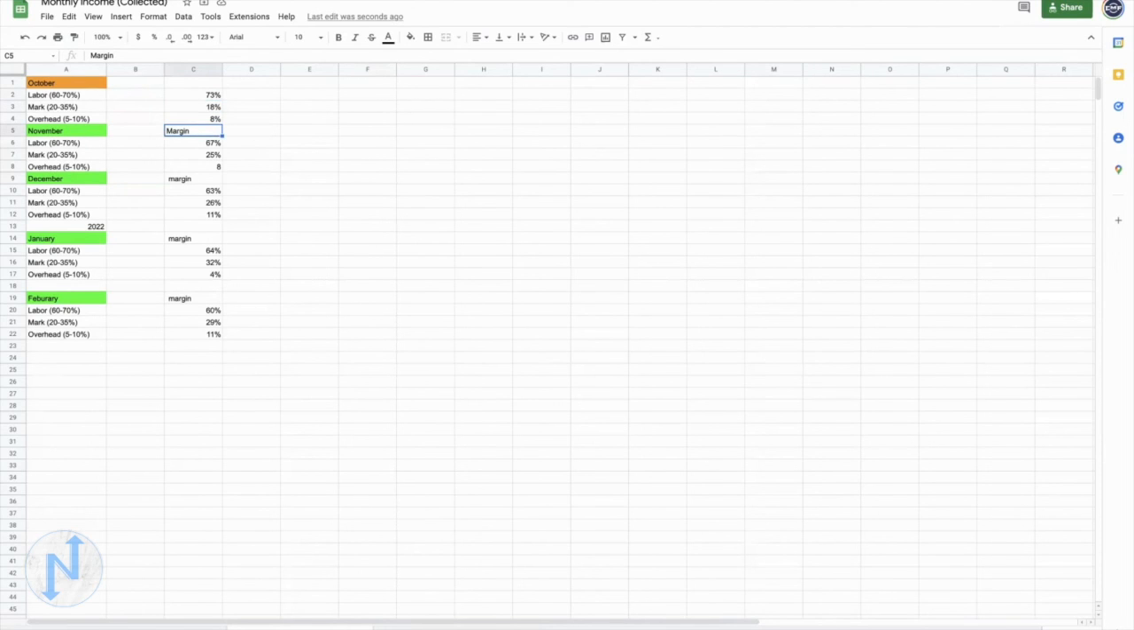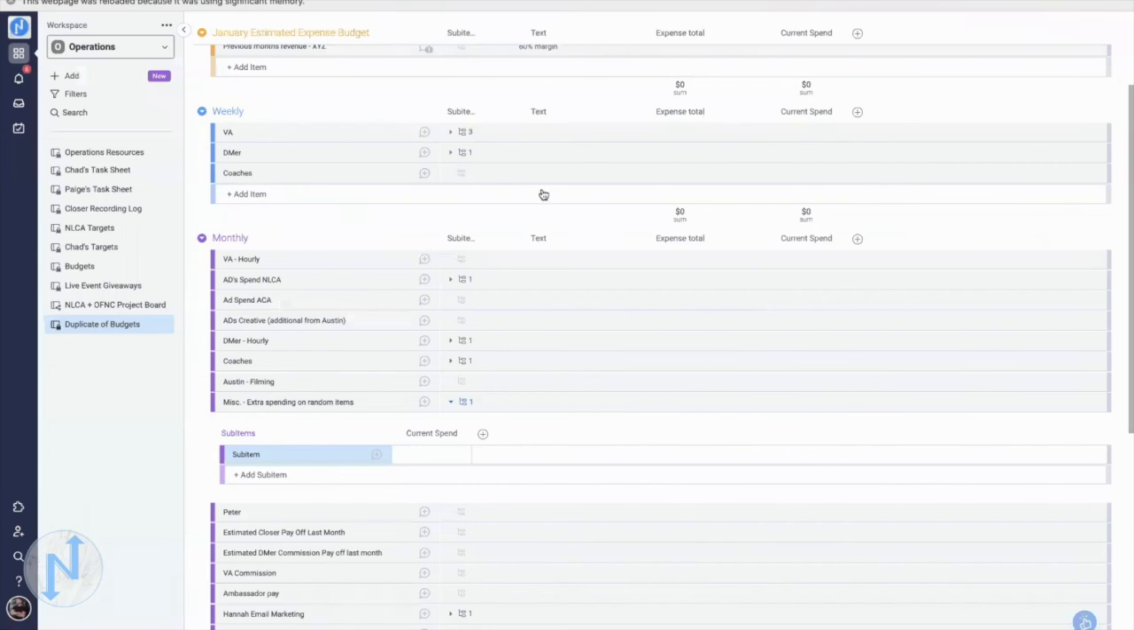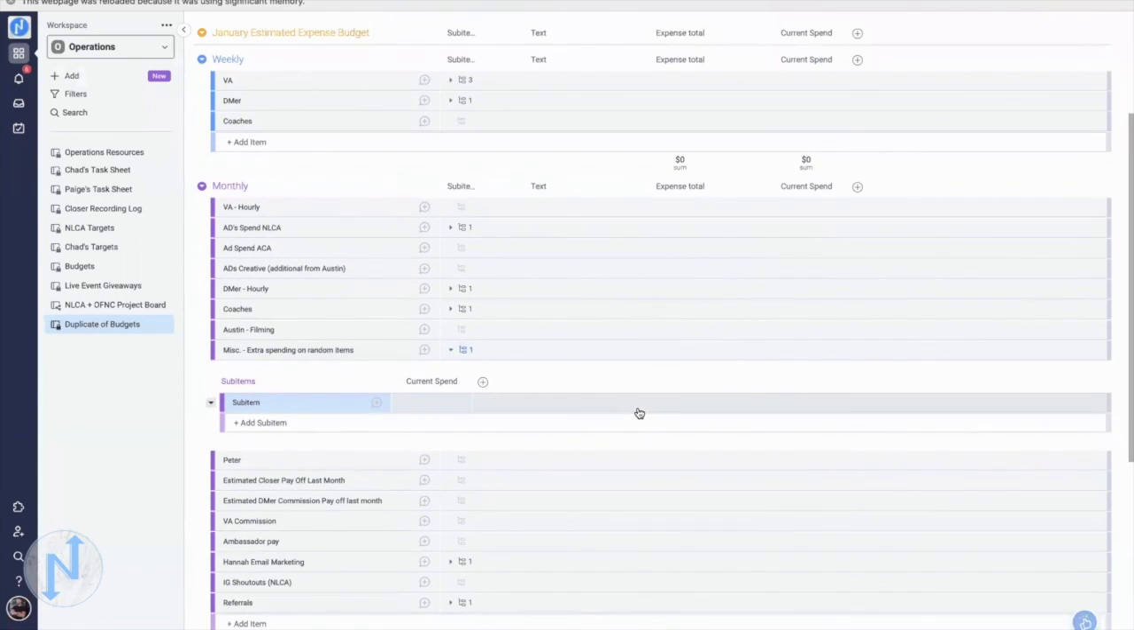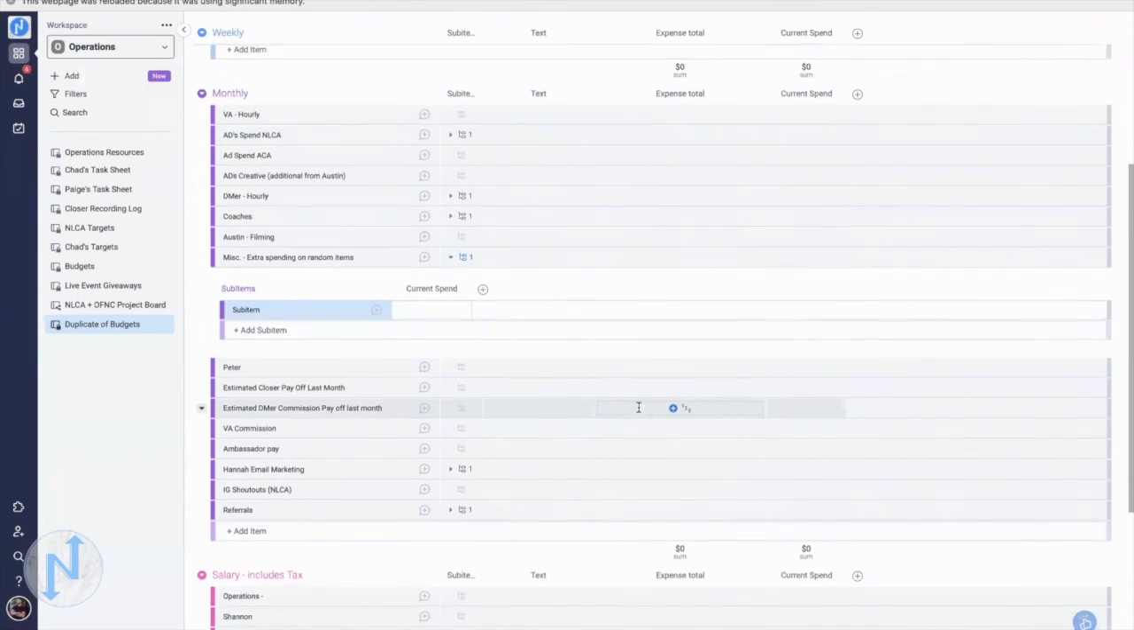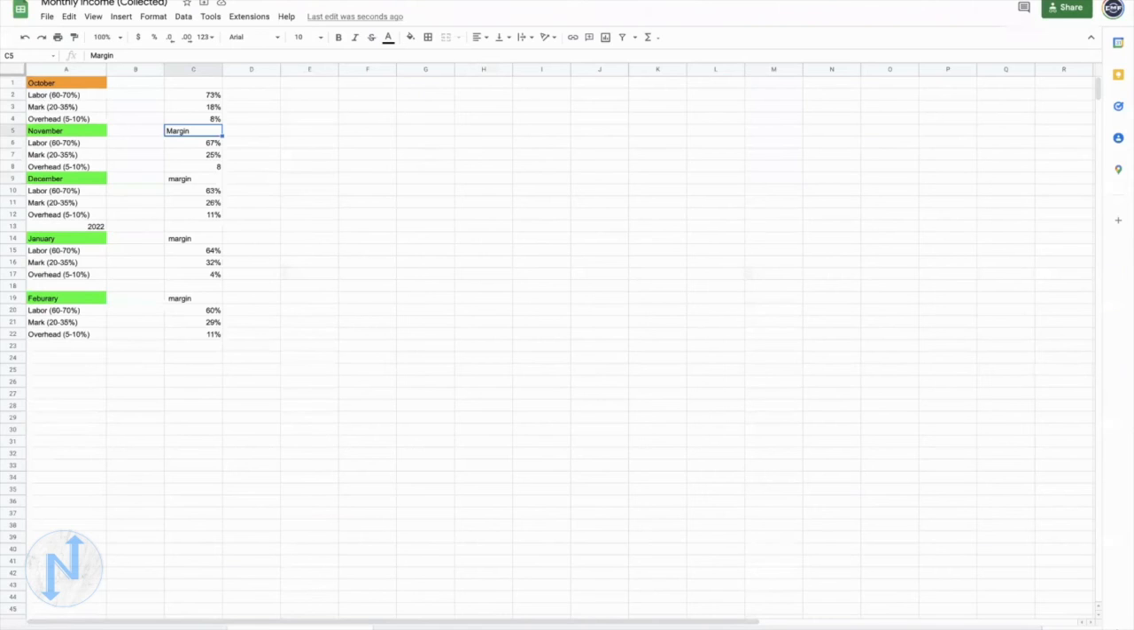So the reason that's important is because at the beginning of each month, we just wipe this board clean, right? So this board is only for the 30 or 31 days that are in the month. And then we take all the data from there and we plug it in here. So we have an idea of what we spent on labor, marketing, and overhead, what our overall margins were, what the individual margins were, and we could see how those adjust over time or how they trend over time.